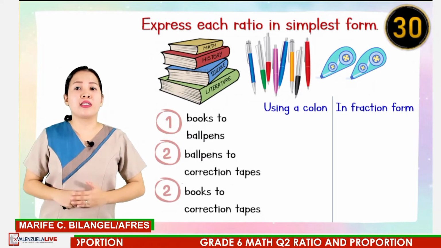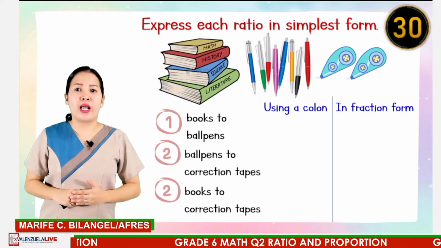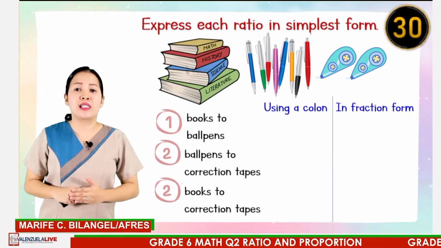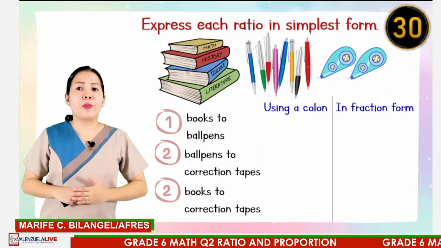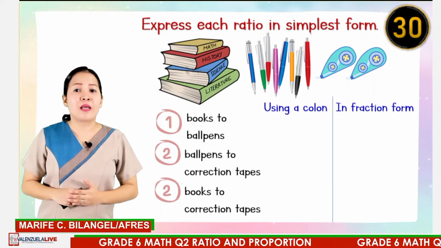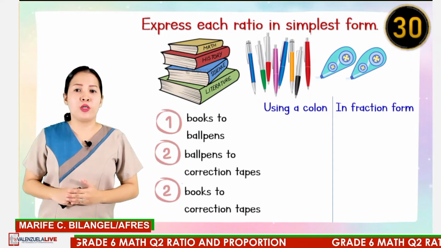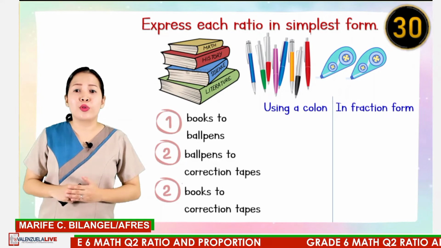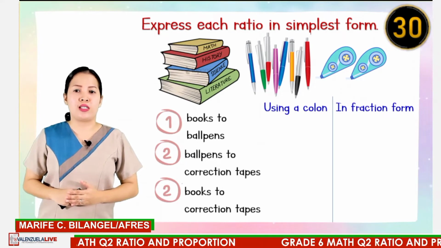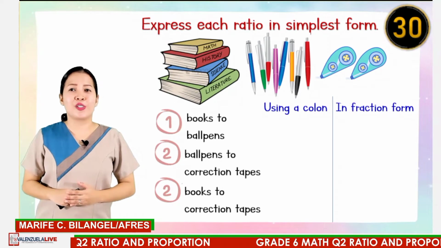Now, for your activity, you have to express the given ratios in simplest form. To participate in this activity, kindly type in your answer in our comment box below, and you are only given 30 seconds to answer this. And your timer starts now.